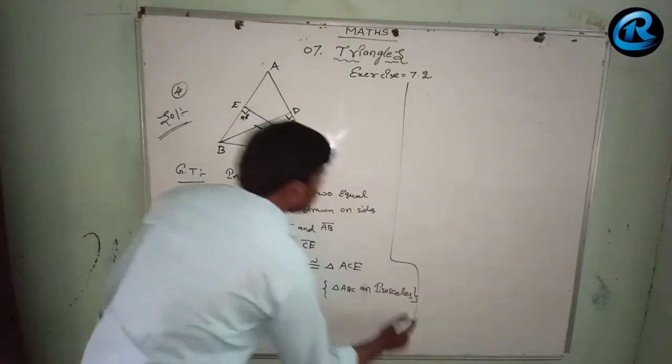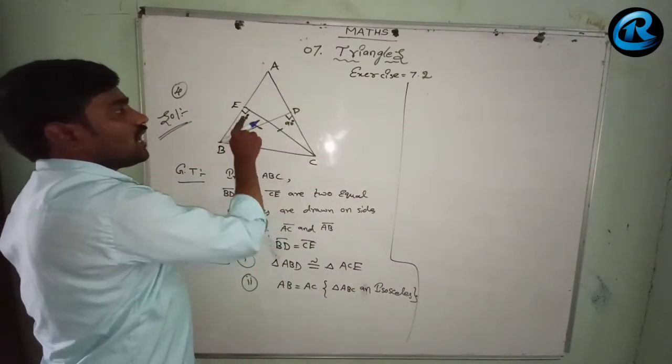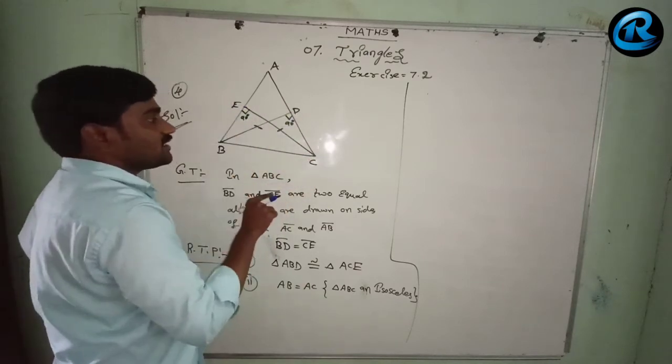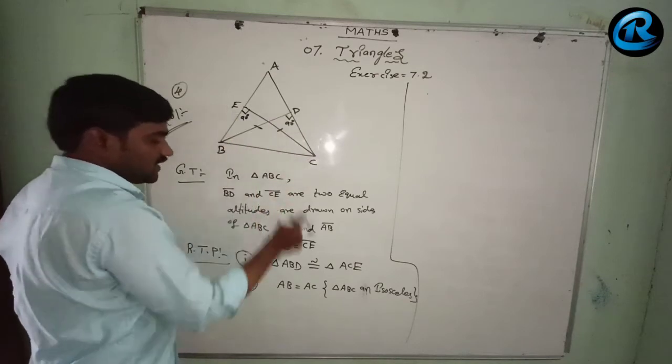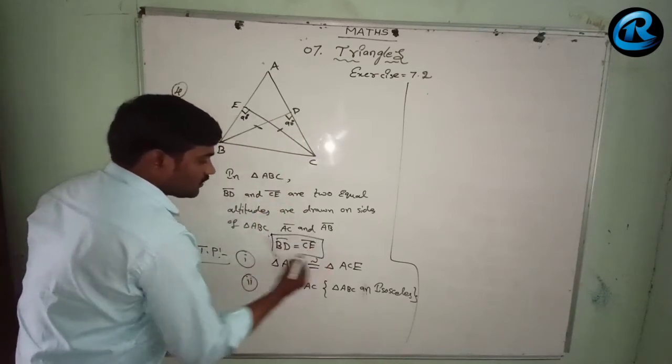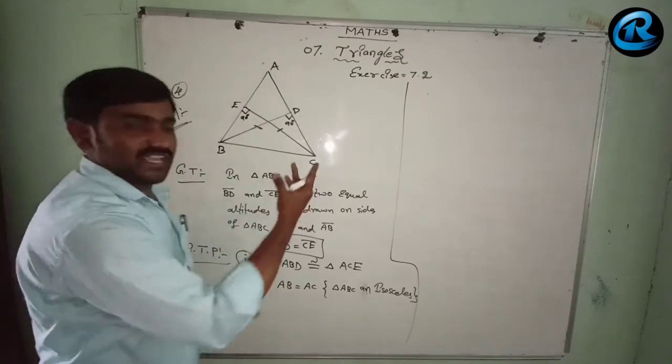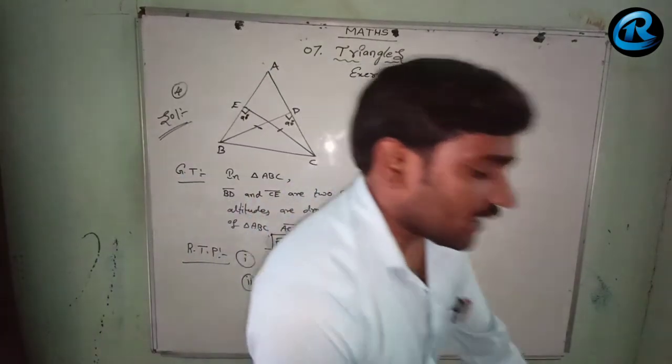So simply, what we said before: if sides are equal, altitudes are equal, we proved that BD equals CE. Now what to do? BD equal to CE is already given. We have to prove that the sides AB equal to AC. We need to prove it. Okay, let us prove that.